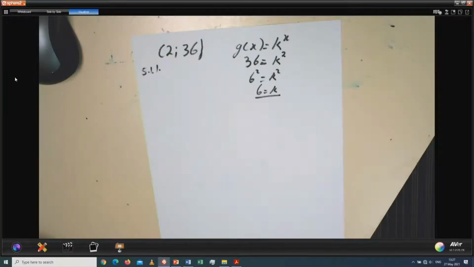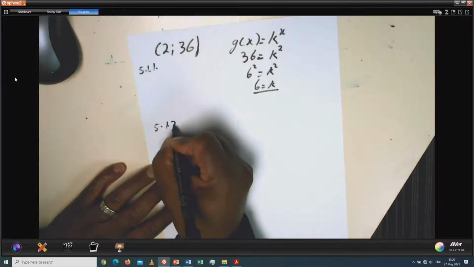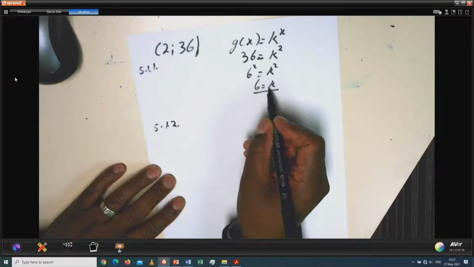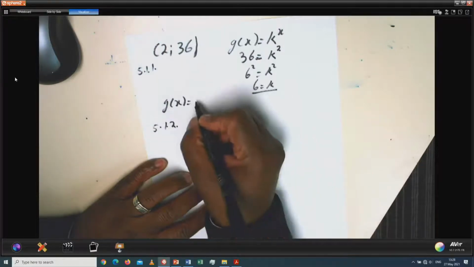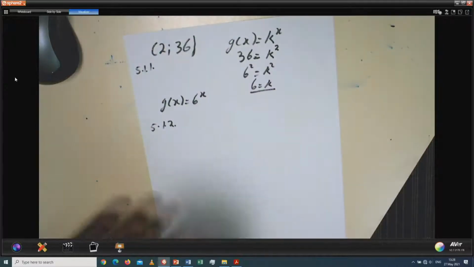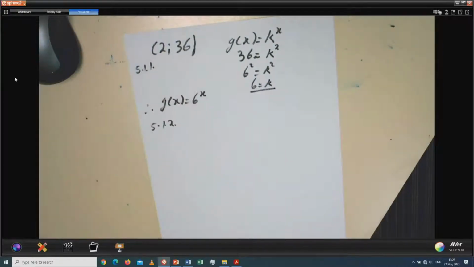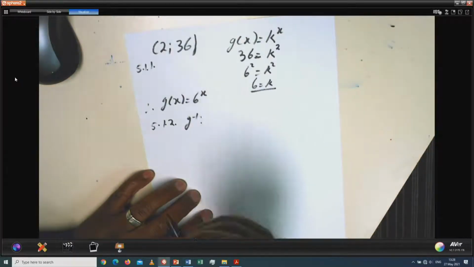The next question was determine the inverse. It was 5.1.2. If this is the value of k, we can write down the equation. It means g(x) is given as 6^x. That is the equation of g. In 5.1.2, the question wants us to determine the equation of the inverse. Inverse is written like this. We want the equation of the inverse of that graph.